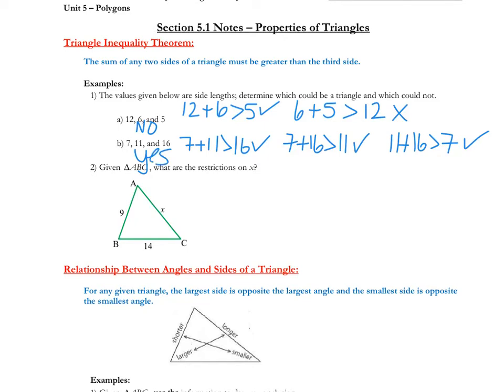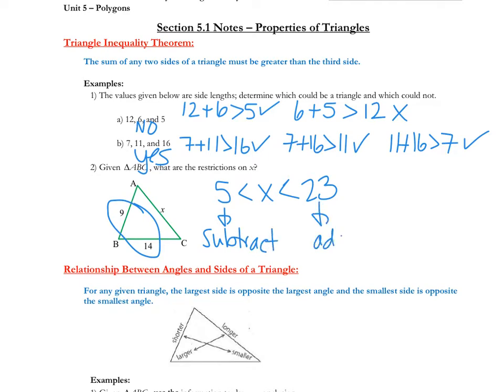Now the next example we've actually done on previous lessons before, and remember that when you're trying to find the restrictions on x, you take the 2 sides that were given to you and you subtract them and you add them. So if you subtract them, you get 5, and if you add them, you get 23. So if we were looking for a missing side of x, it would have to be greater than 5 but less than 23 in order for you to be able to add any 2 sides together and be larger than the third side. So here we subtracted them, and here we added them.